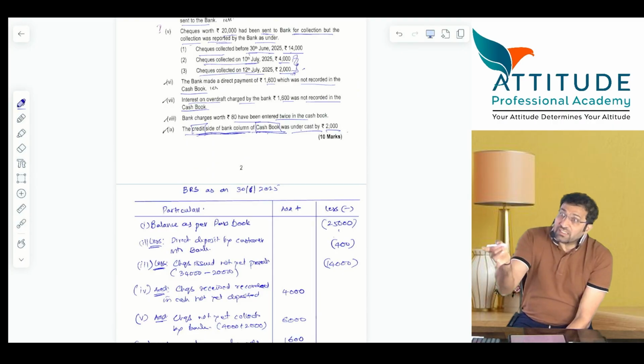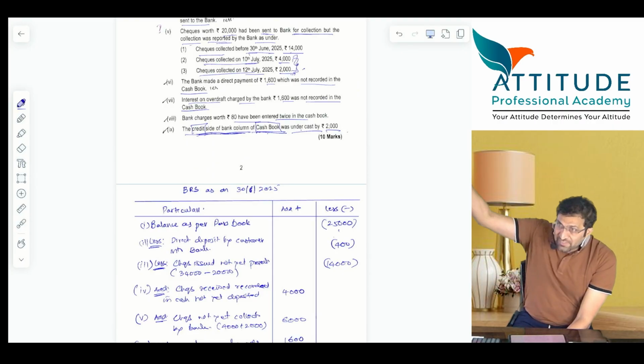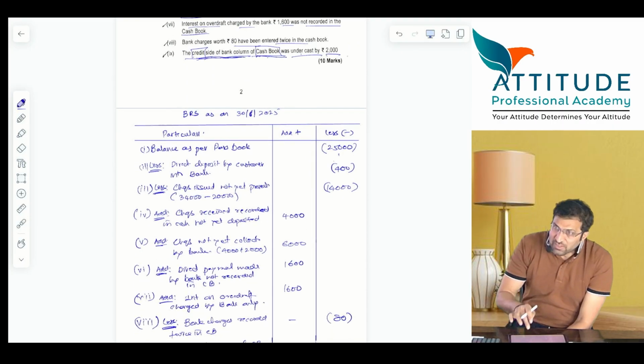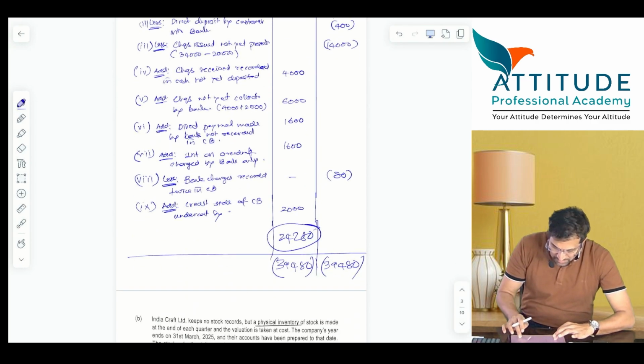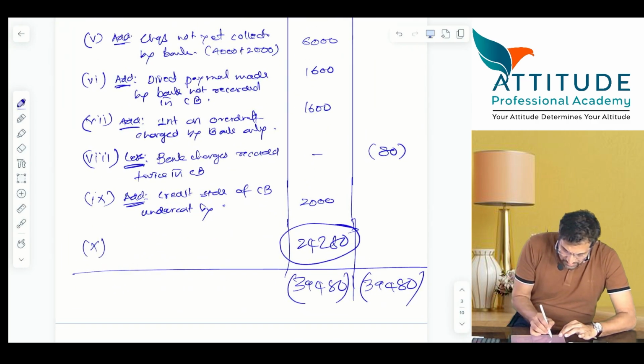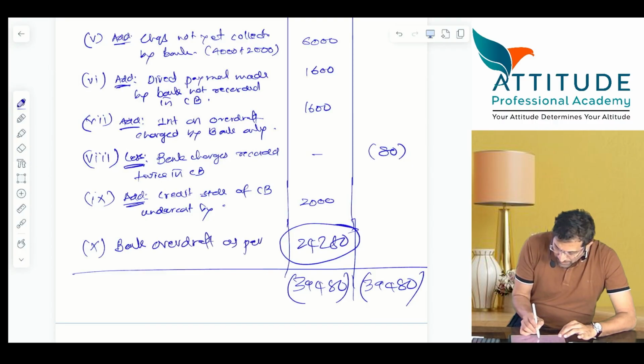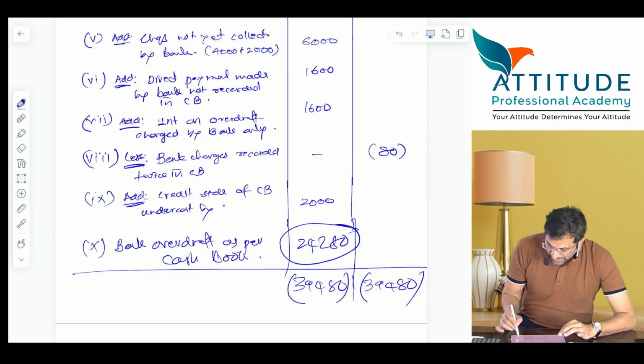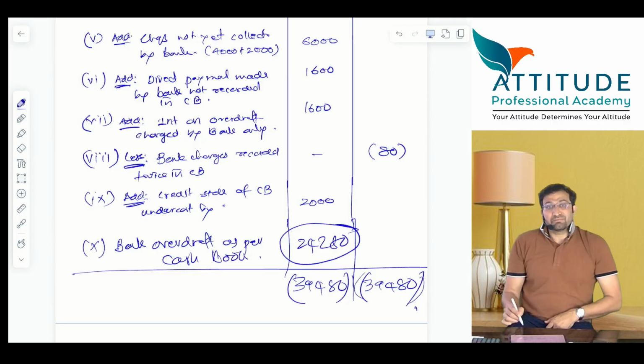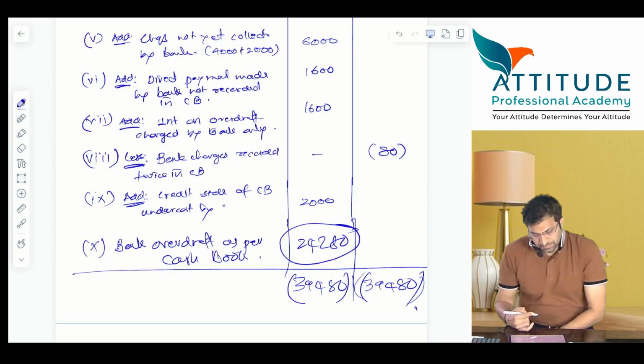The number written in the positive balance means what? The negative side is higher. That is why it is written in the positive balance. So this is an overdraft. So what will we write? Bank overdraft as per cash book. Why overdraft, did you understand? Because the minus figure is more than the plus figure. Correct answer.